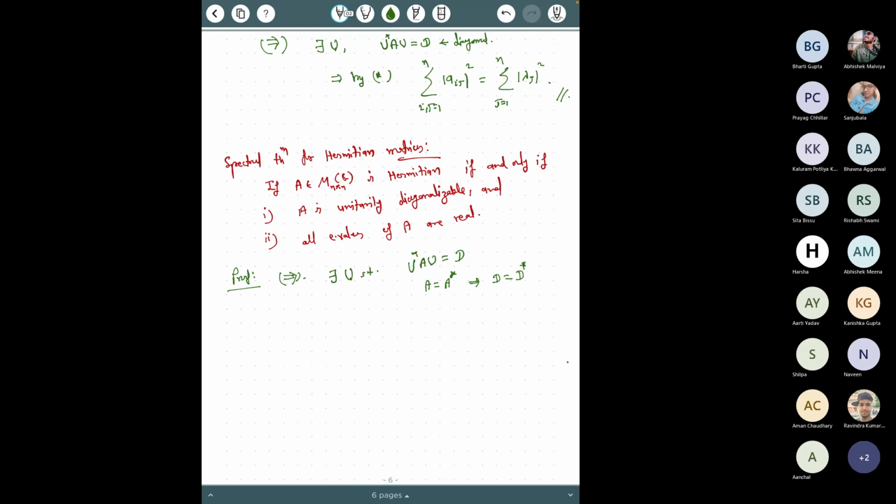Yes, sir. So this implies that all diagonal entries of D are real, but the diagonal entries are nothing but the eigenvalues. So this proves the if part. Similarly, you can prove the only if part also. If A is unitarily diagonalizable and all eigenvalues of A are real, then this implies that A is Hermitian.